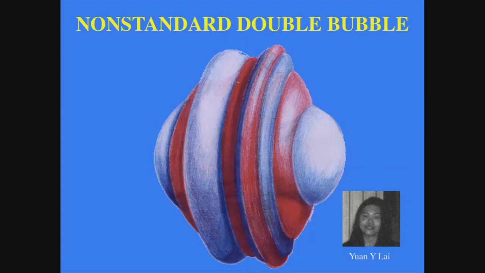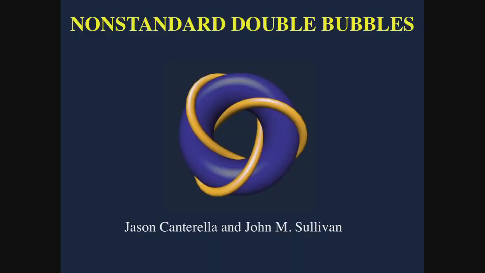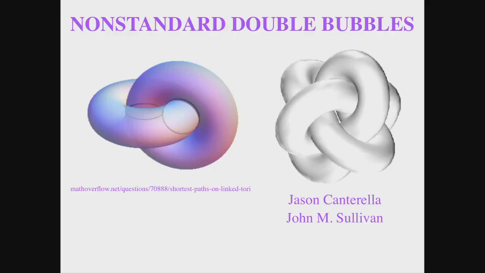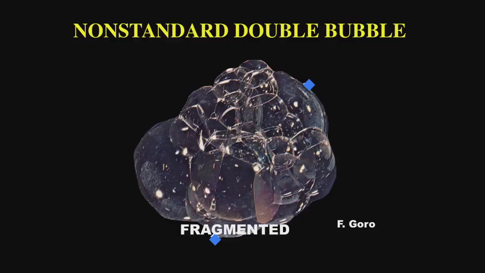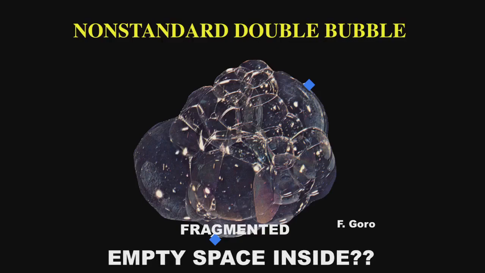And once you realize that could happen, you could have layers on layers and layers of bubbles, maybe very lopsided, or maybe the bubbles are knotted around each other somehow. Or maybe the bubbles become fragmented into millions of pieces, maybe even with some empty space on the inside.